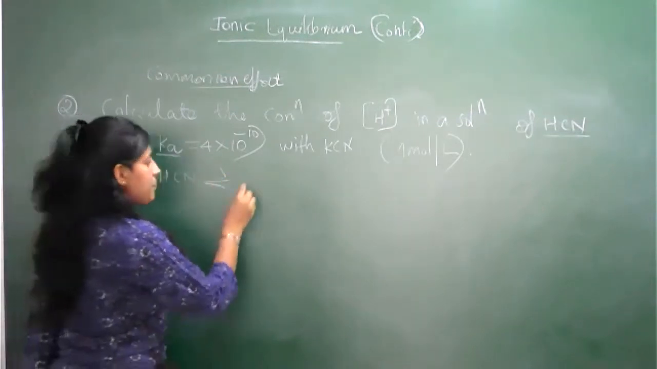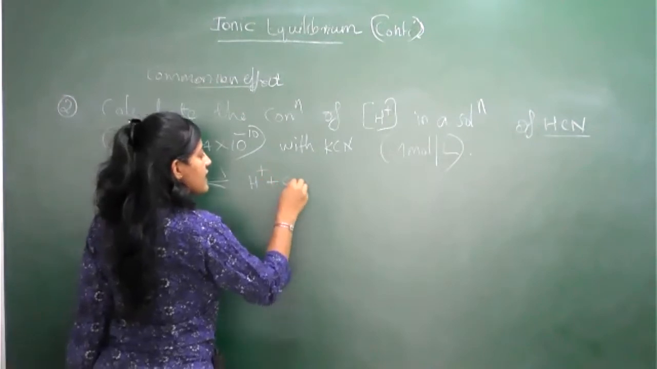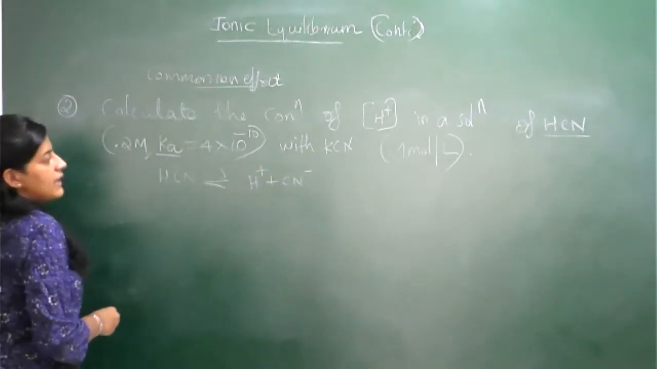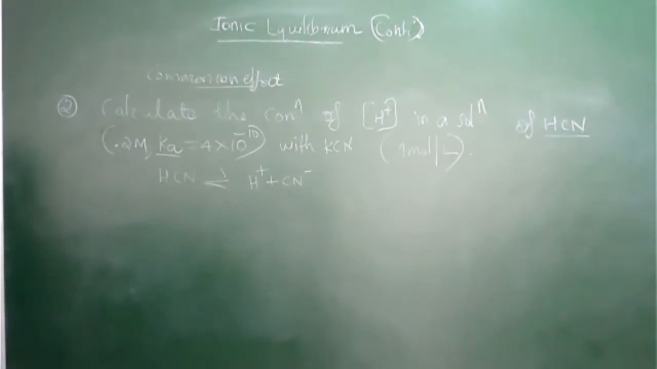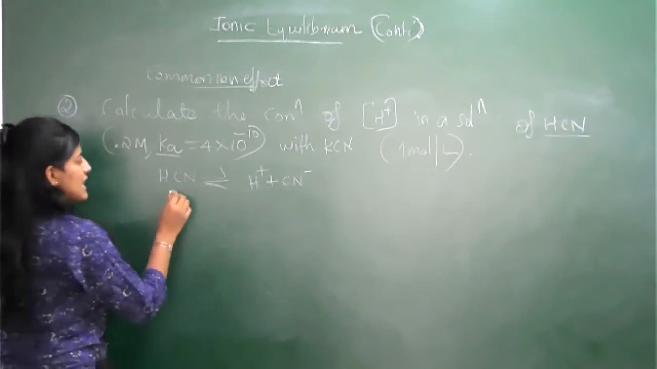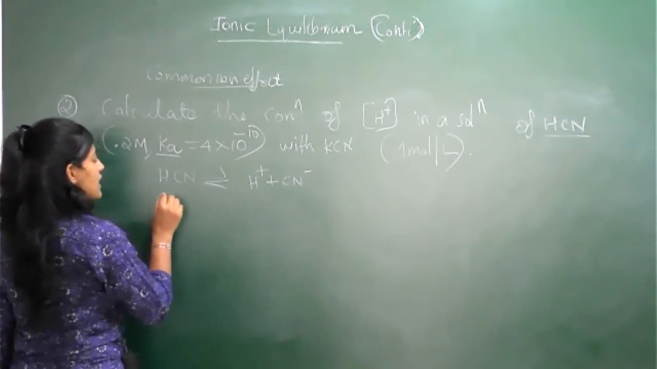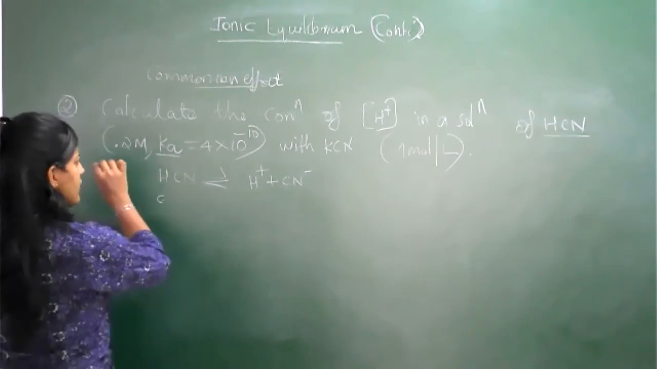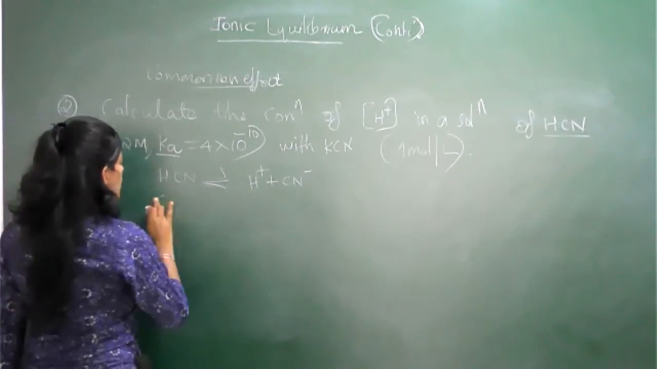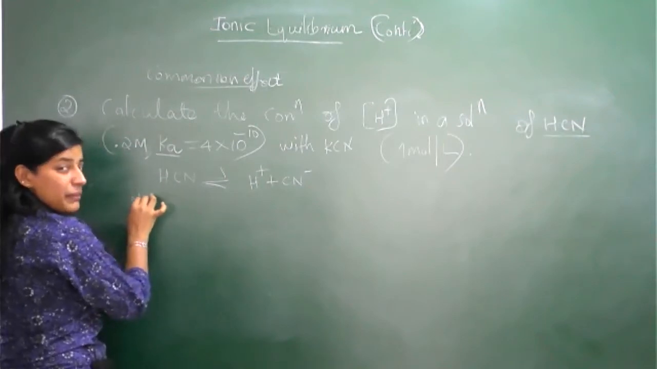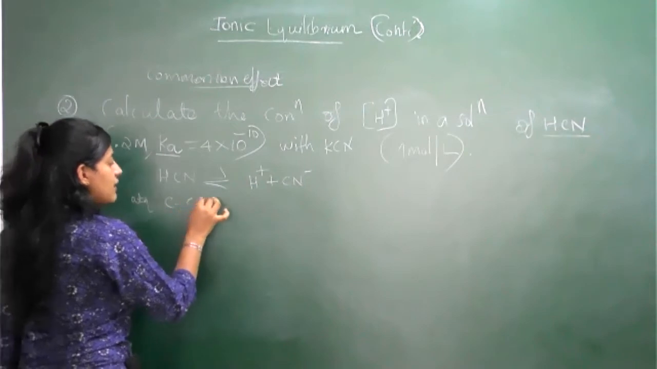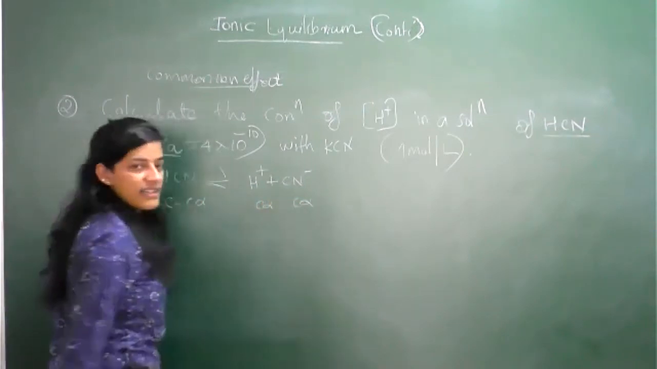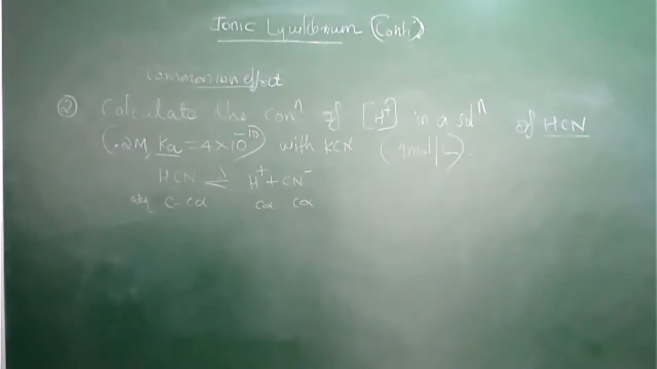So HCN, how will it dissociate? We just discussed, no? H plus and CN minus form. Then, this is C minus, initially the concentration is given to you. At equilibrium only I am discussing, okay? C minus C alpha. This much is clear.